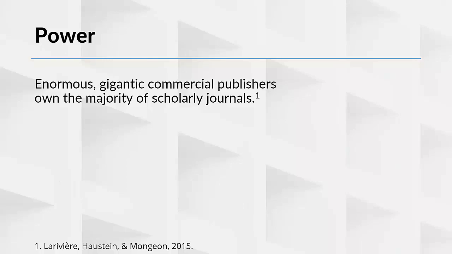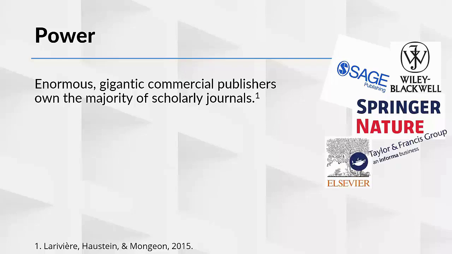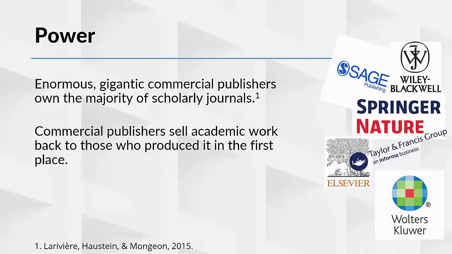So enormous, gigantic commercial publishers own the majority of scholarly journals. Big conglomerates like Sage, you may have heard some of these, Wiley Blackwell, Springer, Elsevier, Taylor and Francis, Wolters Kluwer, right? And commercial publishers sell academic work back to those who produced it in the first place.